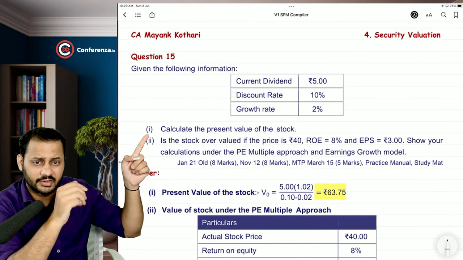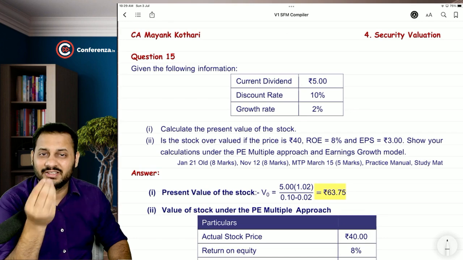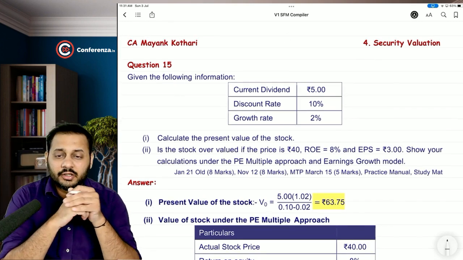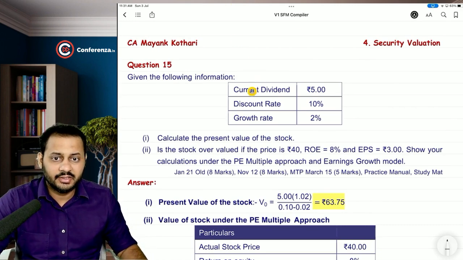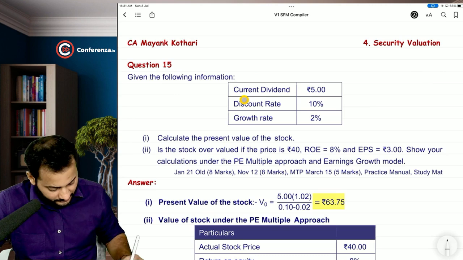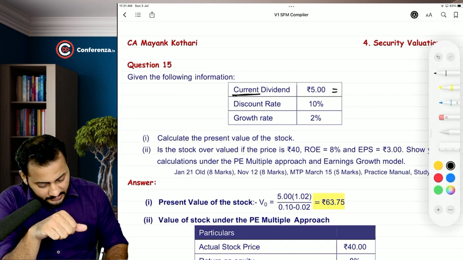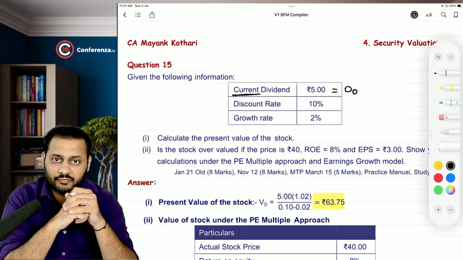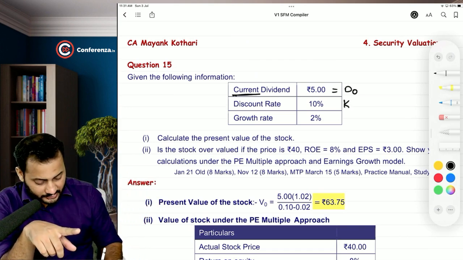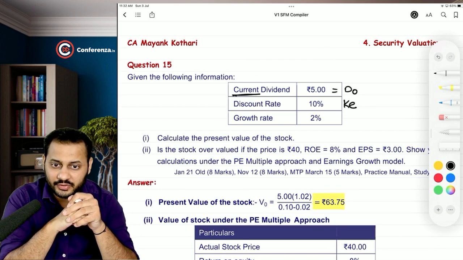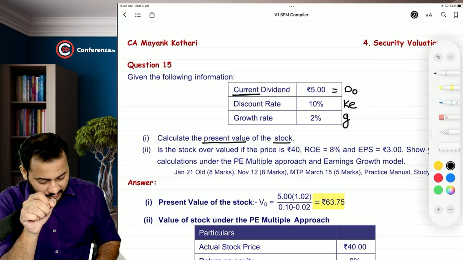The first part is very easy for the 15th question. The second part is where we are going to learn new things. Have a look. Given the following information, it is clearly written that the dividend is a current dividend. So underline the word current. That means write it down, it is D0. We need to add growth to that. Discount rate, as I just told you in the previous question, we call it cost of equity. Growth rate 2%. What is the present value of the stock?